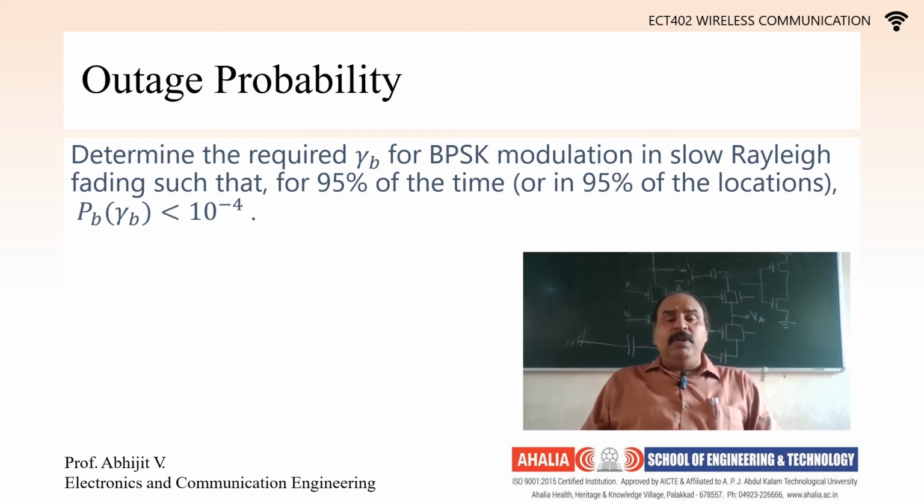There is a small problem. We'll do this problem and then we'll leave. Determine the required gamma B for a BPSK modulation in slow Rayleigh fading such that 95% of the time, or in 95% of the locations, the probability P B of gamma B is less than 10 raised to minus 4.